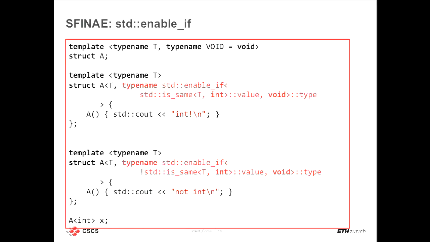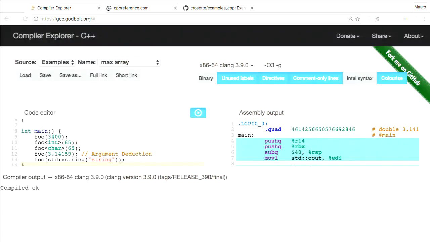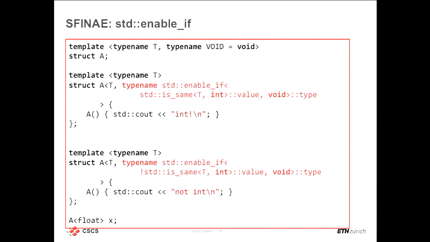If I want to do instantiating a float, it will be the other way around. So T will be float, this will be false, this guy will be discarded, will be a substitution error, will be thrown away, and this guy is true. T is not an integer, and so it will go to not an int.